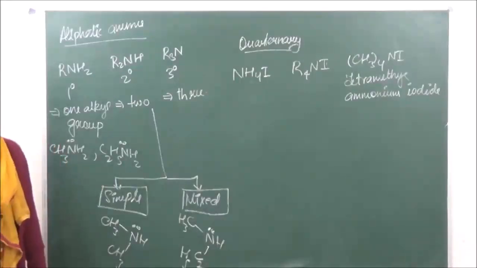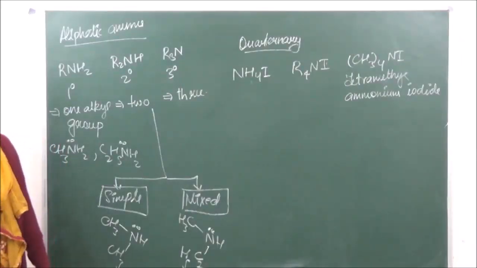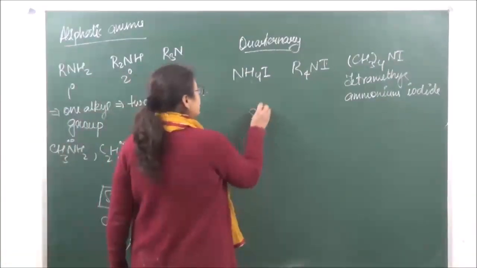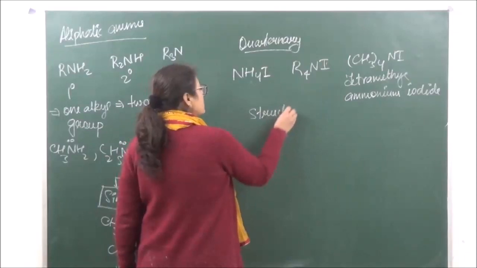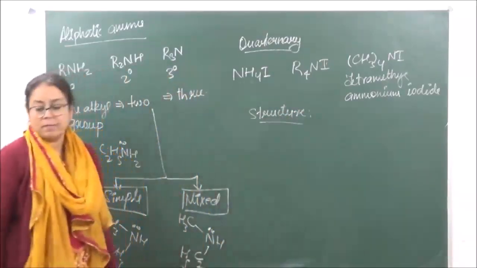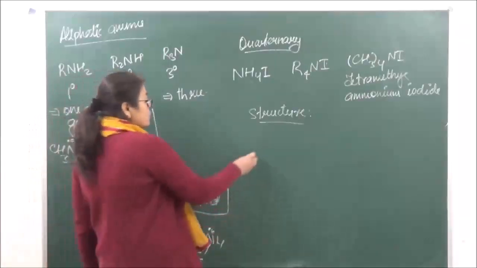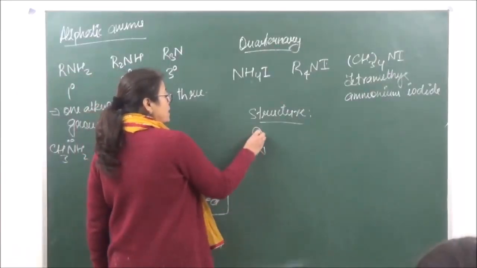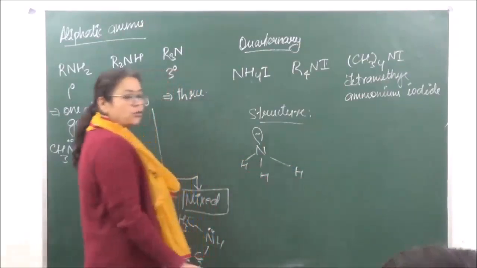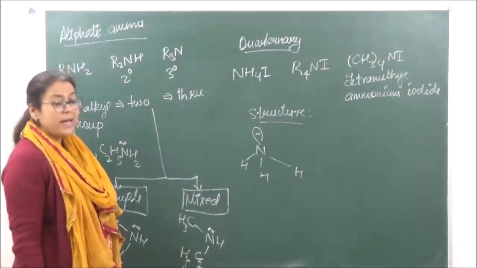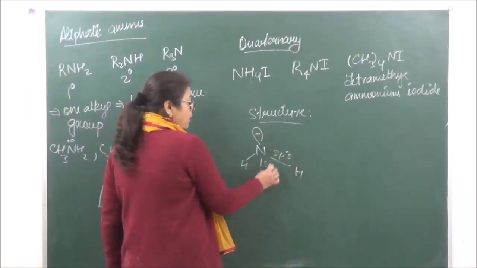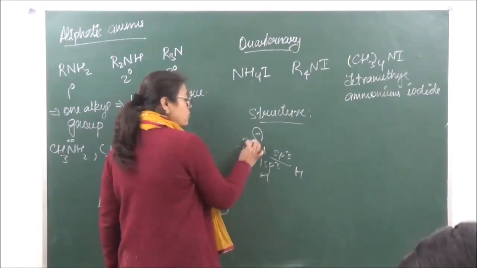So this is how we are going to classify the amines. Then let's go on to the structure of amines. When we are looking at the structure of amines, it is almost similar to that of ammonia, which means that it is going to be pyramidal in nature. So if we are looking at the structure of ammonia, it has one lone pair of electrons and is bonded to three hydrogens, where the hybridization in all these three bonds is going to be sp3.